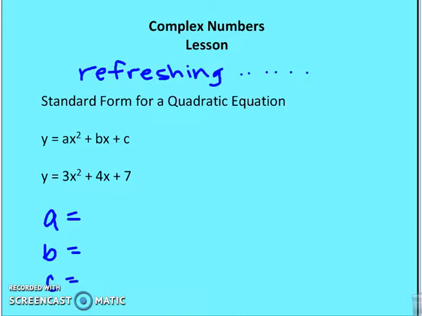All right, so just some refreshing for you. Standard form for a quadratic equation: y is equal to ax squared plus bx plus c. So in this case, a would be 3, b would be 4, and c is 7. a and b represent the coefficients in front of x squared and x respectively, and c is the constant in the standard form.